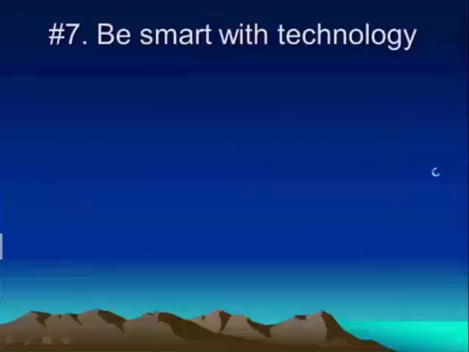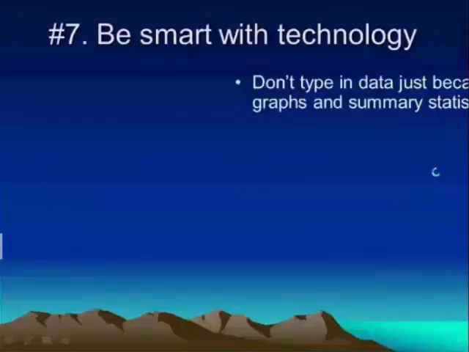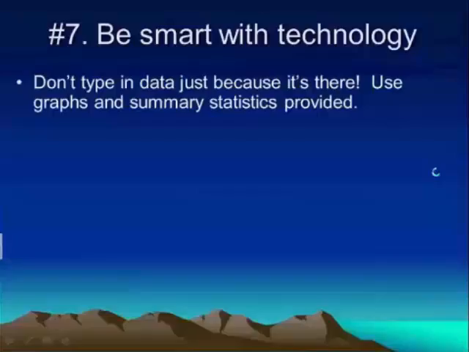Be smart with technology. The first tip is to not type data in just because it's there. I've been talking with my students about this a lot recently, that a lot of times they'll provide the data, but then they'll also give summary statistics like the means and standard deviations, or the equation of a least squares regression line. And in many cases, they don't actually need to use the raw data. They can use the other information provided.